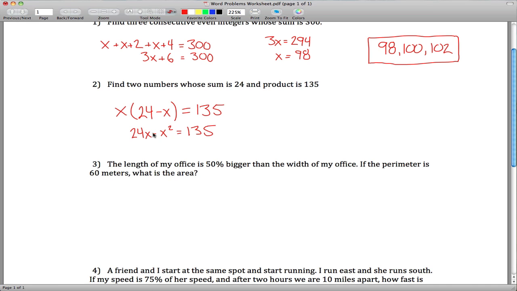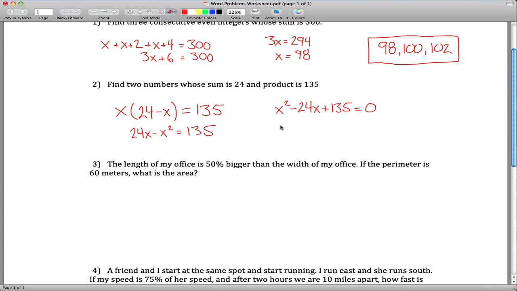I'd like to have a 1 as my leading coefficient in front of my x squared term, so maybe I'll add this x squared over to this side. And then I'll subtract this 24x over to this side. And then I still have the 135 on that side. And that's all equal to 0. And then here's an equation we can solve. Let's see, we can complete the square or use the quadratic formula.